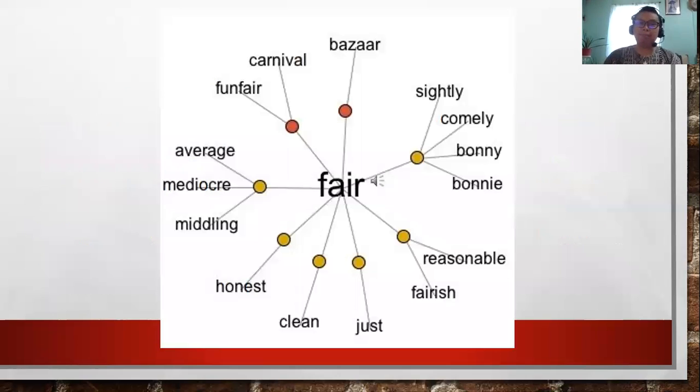So this is an example. The word fair, the main word, is associated with carnival, bazaar, slightly, comely, bony, reasonable, fairish, just, clean, honest, middling, mediocre, average, funfair, or carnival. So that is an example of an activity under this particular strategy.